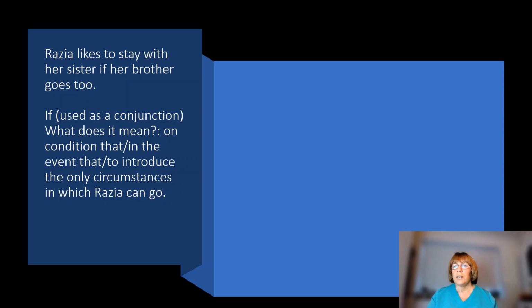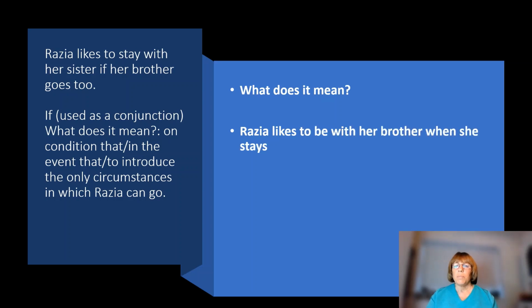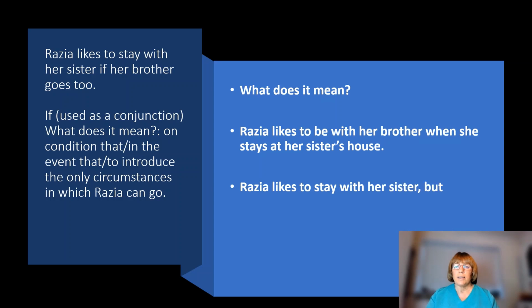So we need to put that into our own words. After we've put what does it mean, we're thinking, Razia likes to be with her brother when she stays at her sister's house. Or Razia likes to stay with her sister, but only when her brother goes as well.